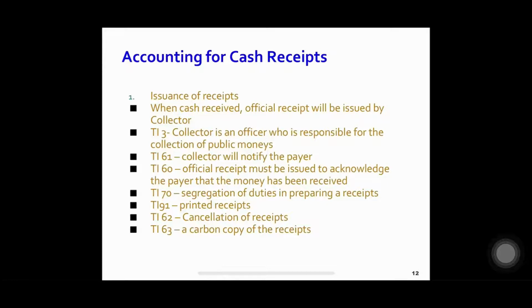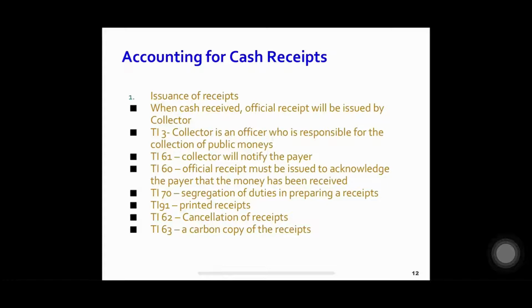So, the first one is issuance of receipts. Under TI 60, it stated that an official receipt must be issued to the payer in order to inform the payer that money has been received. Further than that, the collector is responsible to notify the payer about their right to demand a receipt as stated under TI 61. Meanwhile, TI 70 has stated that segregation of duties has been emphasized in the process of preparing a receipt, which means that an official receipt can be printed out directly from the system and approved by the Accountant General.